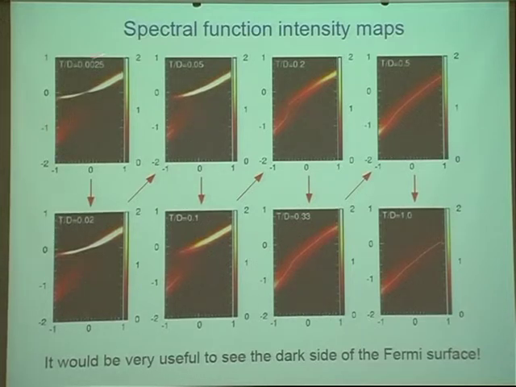It would really be interesting to be able to see the dark side of the Fermi surface, to see what happens. And eventually, this band exists up to quite high temperature, and it's only when I reach somewhere here, the Mott-Ioffe-Regel temperature, that this quasi-particle peak merges into the lower Hubbard band, and here I have something which is completely incoherent.